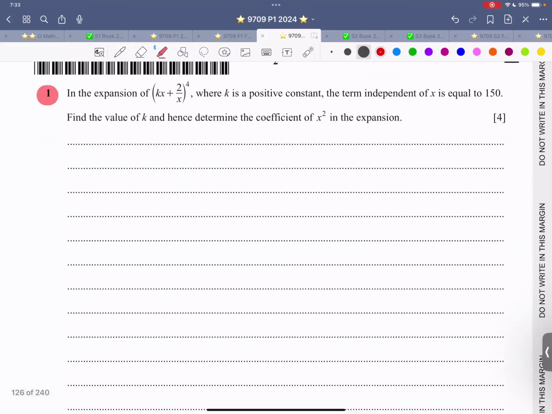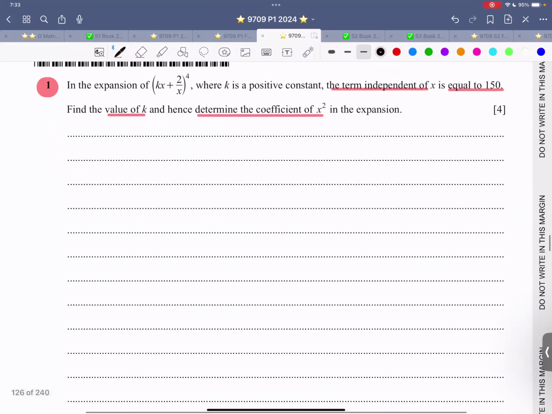So now the question says, in the expansion of (kx + 2/x) raised to the power of 4, where k is a positive constant, the term independent of x is equal to 150. Find the value of k. That's one thing. Hence, determine the coefficient of x squared. Now, this is a 3-step solution of binomial.